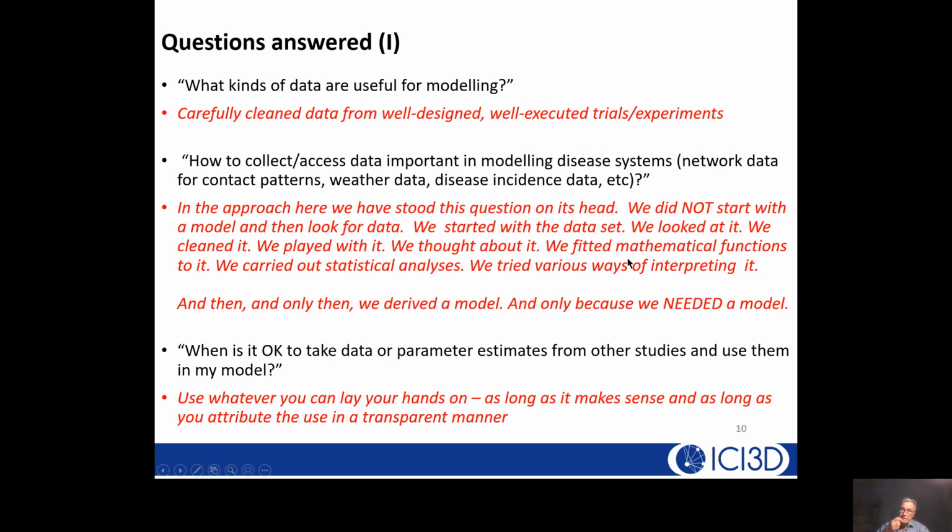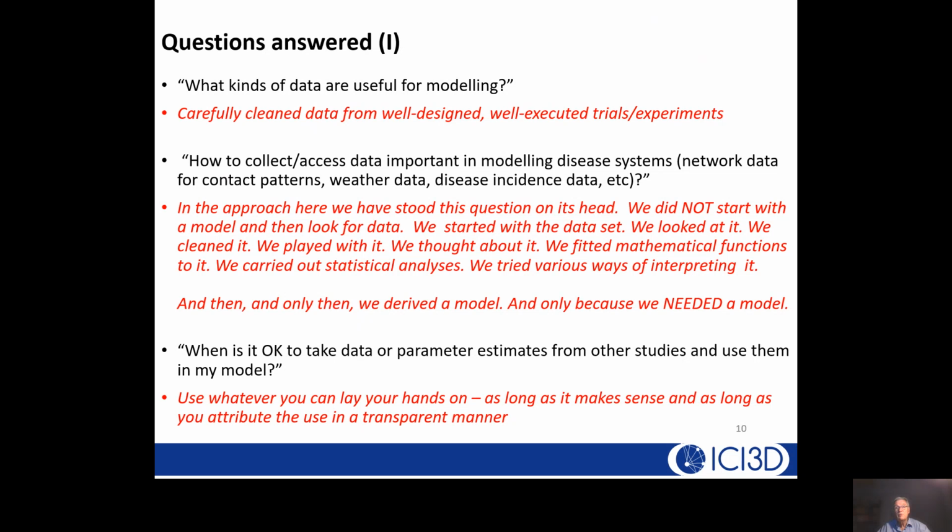And right at the end, going back to the questions that were raised by the students in part one, having done all of this, now let's actually think about the answers to those questions. The first one was, what kinds of data are useful for modeling? And the answer, or at least an answer, is carefully cleaned data from well-designed, well-executed trials and experiments. How to collect and access the data is important in modeling, etc. So in this approach, we've actually stood this question on its head. We did not start with the model and then look for data. We started with the data set.